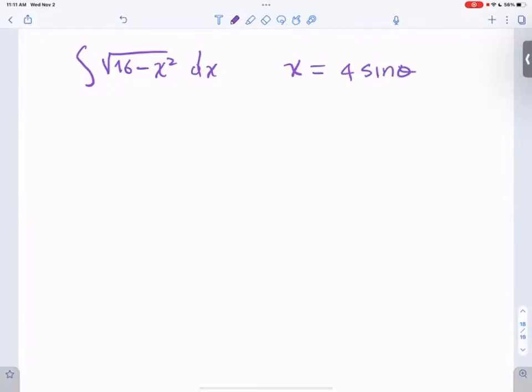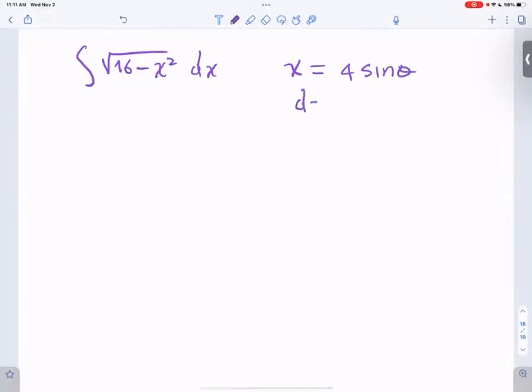In this video, I will show you how to calculate the integral of the square root of 16 minus x squared dx. The first step we can do is use substitution. I'm going to say that my x is going to be 4 sine of theta. I'm going to use theta.